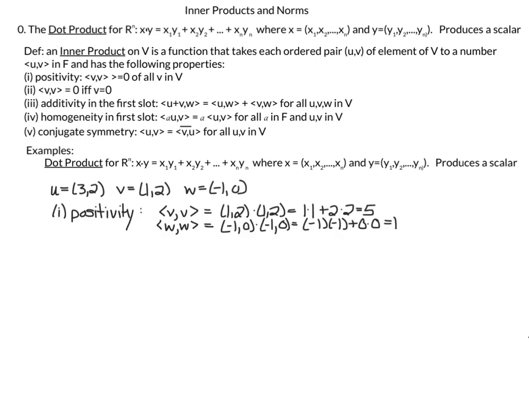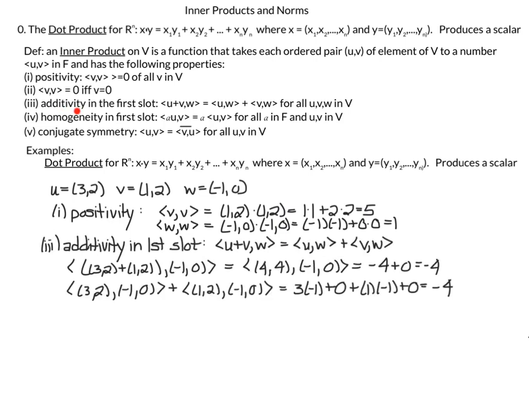I can start with the first property, positivity, and look at the inner product of v with itself. That is 1, 2 dotted with 1, 2. So we have 1 times 1 plus 2 times 2, which is equal to 5. And you can see because we have these squares here, we're always going to get a positive number. So if we look at the inner product of w with itself, it's -1, 0 dotted with -1, 0. Then we have -1 times -1, which is positive, 0 times 0, which is positive. We end up with 1, which is positive.